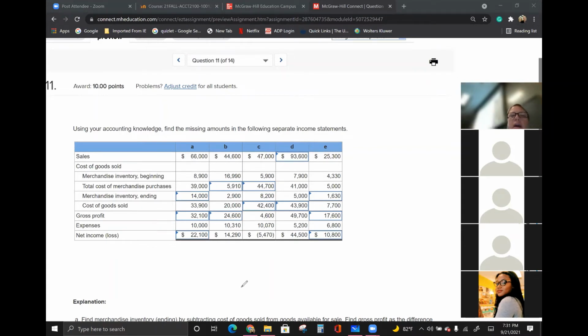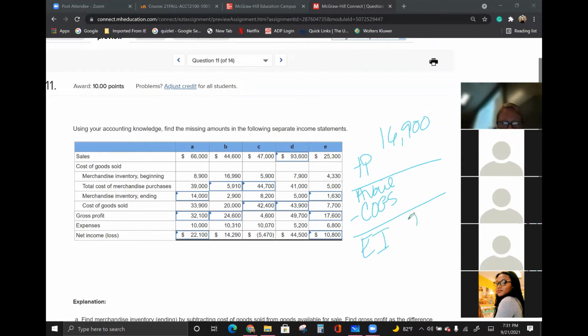So normally we have the beginning inventory plus purchases, which we don't know, which gives me what's available, less my cost of goods sold, which gives me my ending inventory. So I know ending inventory is 2,900. I know my cost of goods was 20,000. So how do I figure out what the purchases were?